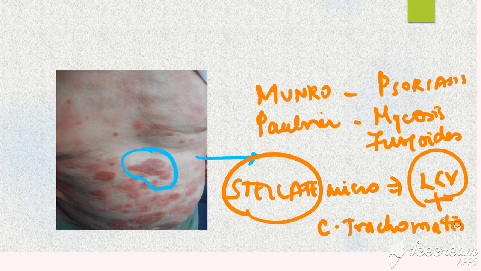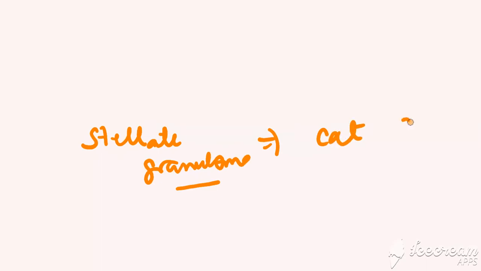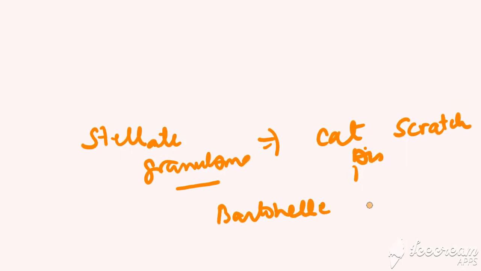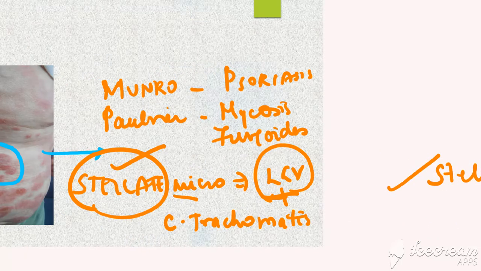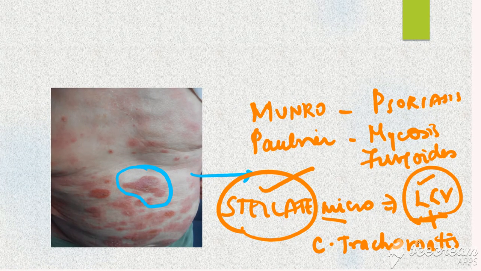So now you must be wondering about one disease because I mentioned about stellate. So remember, stellate microabscess is seen in LGV, but sometimes you can get something called a stellate granuloma. So what do you mean by a stellate granuloma? So stellate means star shape. So you can get something called stellate granuloma in cat scratch disease. So cat scratch disease is caused by Bartonella henselae. Okay, so this again is an important question. So you can get microabscess in cat scratch disease, but do remember that you can get it in LGV also.